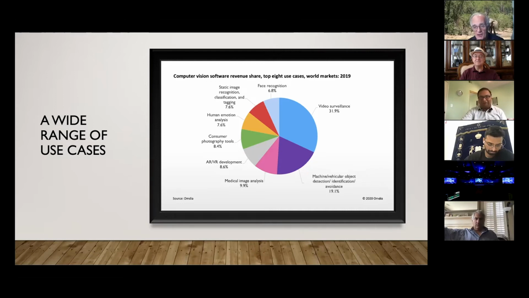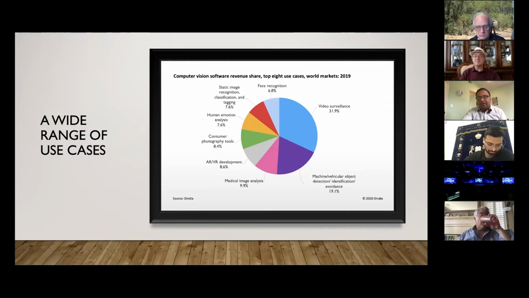Yes, in fact, two big companies who became the first unicorns, with billion-dollar valuations, came out of China: SenseTime and Face++. Both have become very, very big. So China is, by all means, a very big market for computer vision.